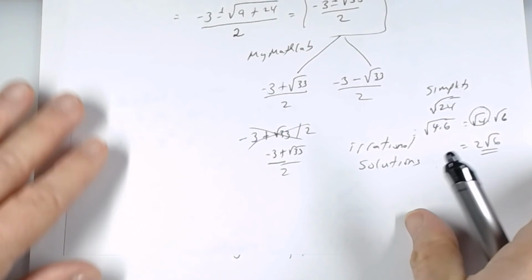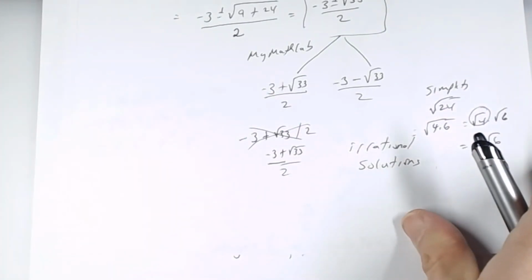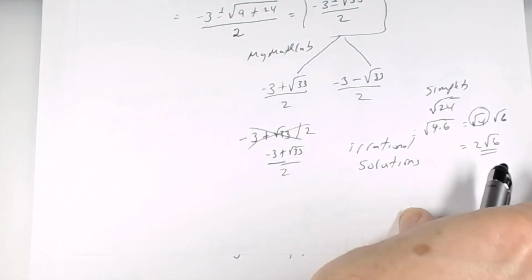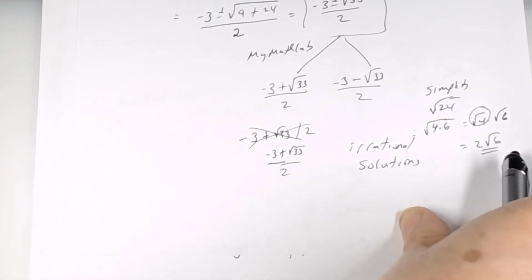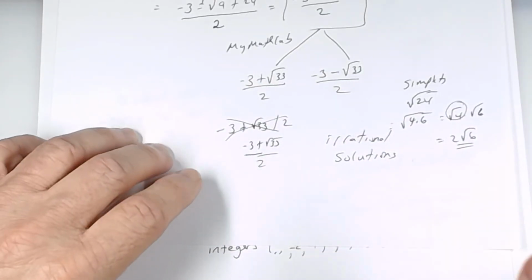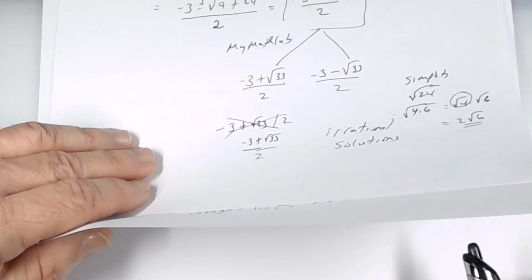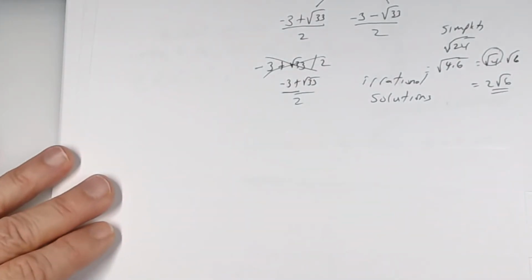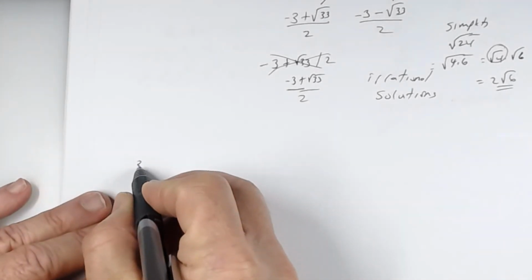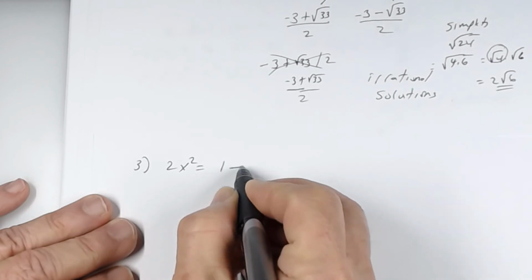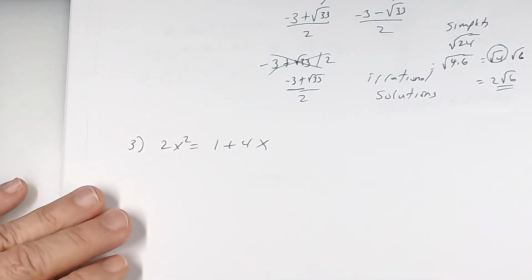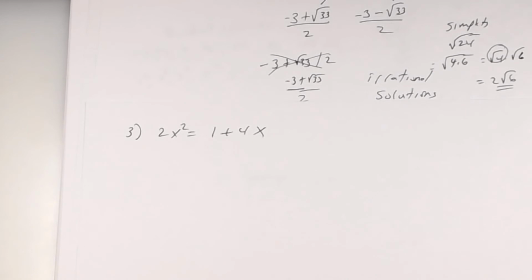All right, question number 2. All right, let's do one more. I think I'll do one more with this. So let's look at this one. So this will be number 3. All right, you have 2x squared equal 1 plus 4x. 2x squared equal 1 plus 4x. What kind of equation is this?